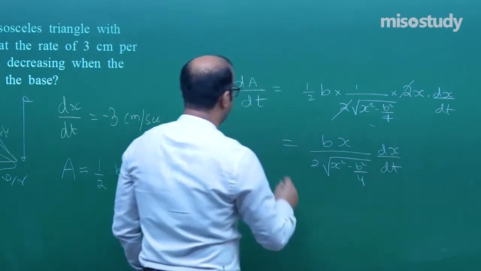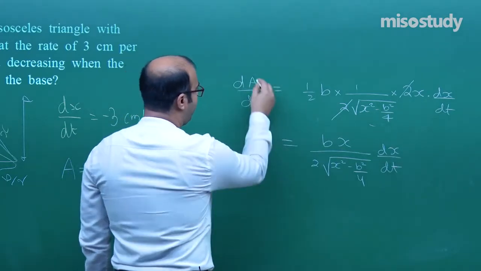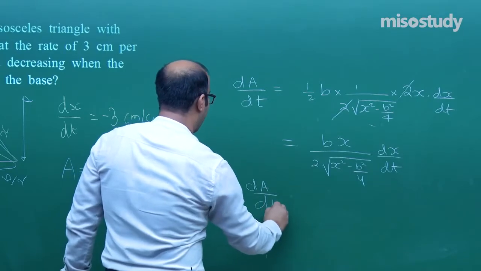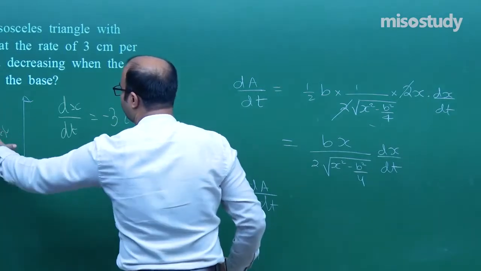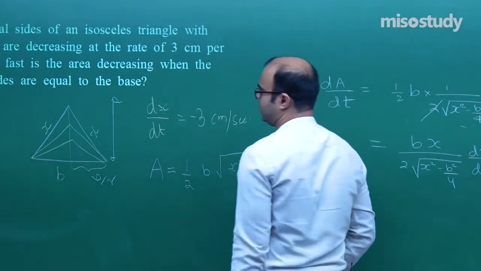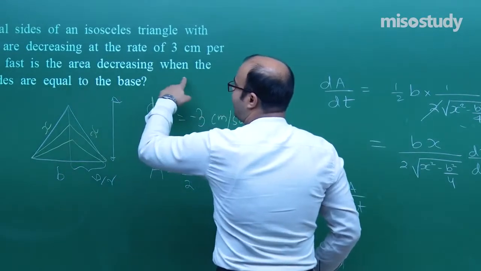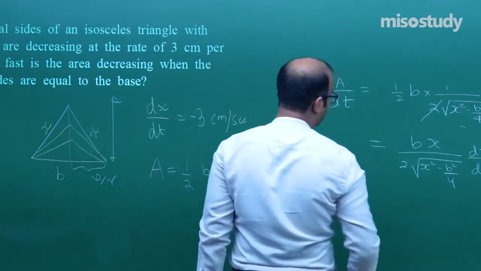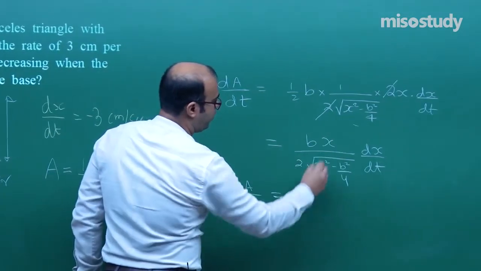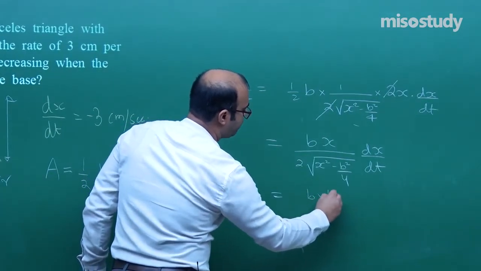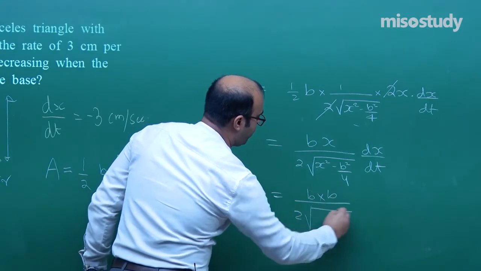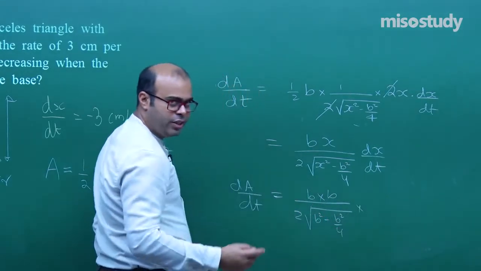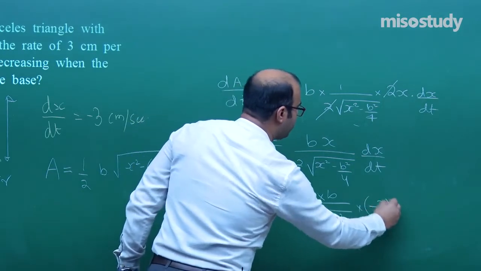Now it is said that you have to find the rate of decrease of area when this x is actually equal to the base length b. It is saying when the two equal sides are equal to the base, that is x equal to b. So when we put x equal to b, b into b by 2 times of root over b square minus b square by 4, and dx by dt is constant, that is minus 3, which is given in the question.